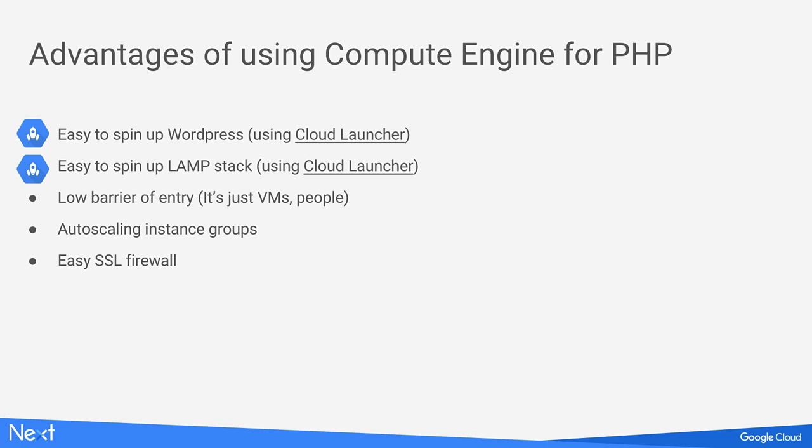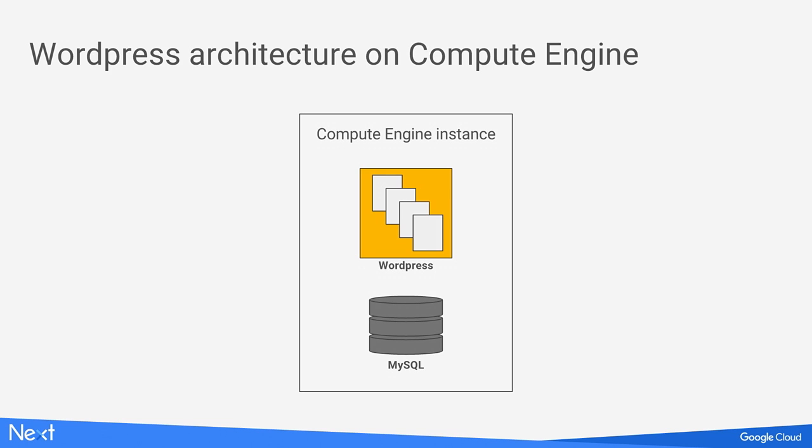One other thing I wanted to mention is they have autoscaling instance groups. So even though it's super simple stuff, you can actually do pretty complicated scaling rules with it, and then make a pretty resilient application. So this is what you get. This is what my blog is. It's just WordPress running on MySQL in a VM.